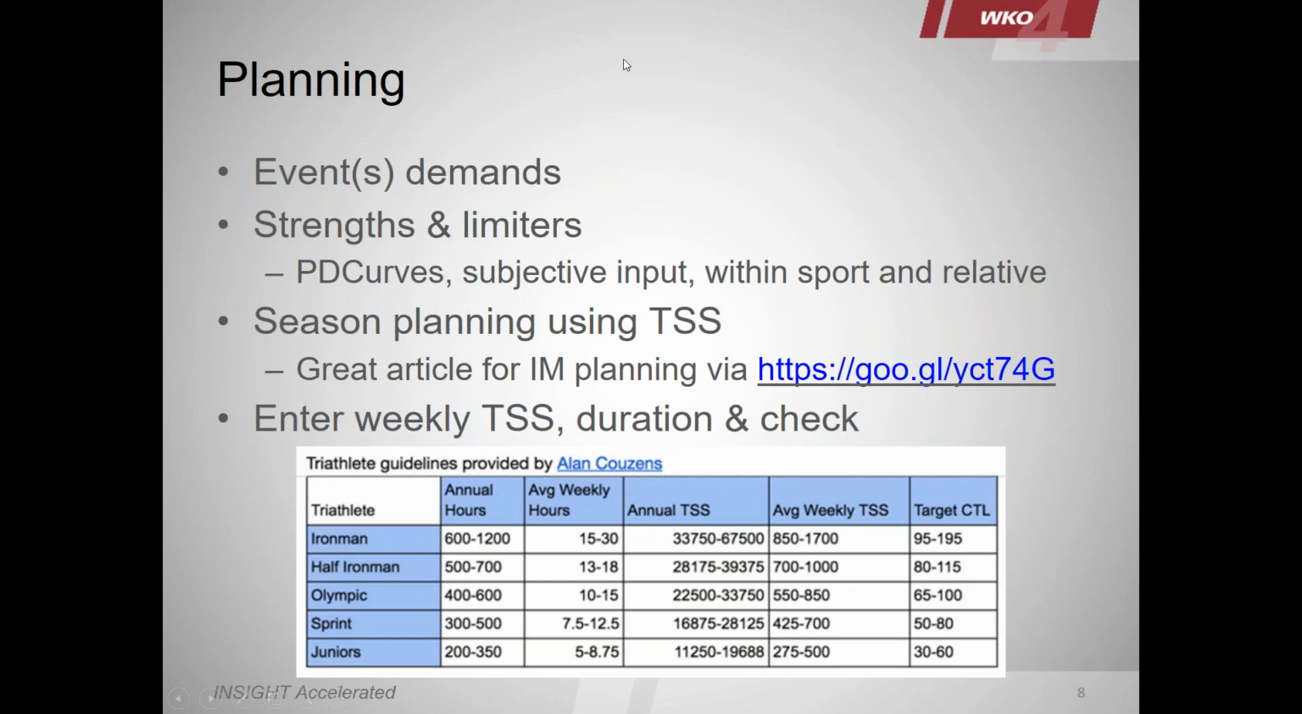All righty, so now we're getting into, we kind of did some review. We've got a lot of historic information and we're ready to get into the planning mode. We want to look at the event and know what the demands are. Obviously, you're going to be training for an Ironman a little bit differently than for a sprint triathlon. You want to look at the athlete's strengths and limiters. I really like to talk to an athlete and get an idea of where they think their strengths and limiters are, but you also have a lot of great charts and things that you can look at, PD curves. There's that subjective input within sport and relative to each sport. So in other words, are they a great swimmer relative to other people?